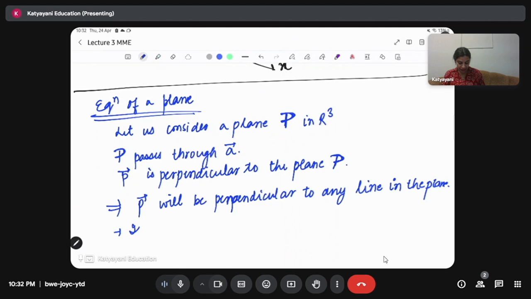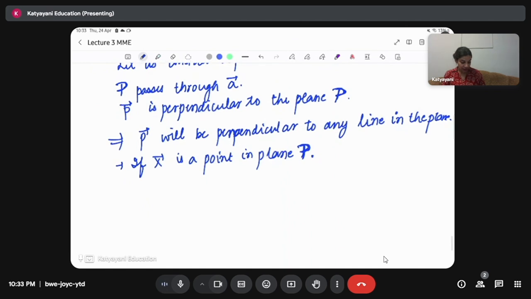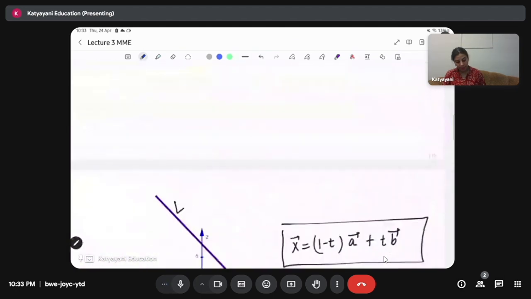Now let us assume that x is also a point. If x is a point in plane P, right? I have just explained all this to you, and I'm just writing it formally for you. If x is also a point in plane P, then we have seen that P would be perpendicular to x minus a. This we have just seen, right? So let me show it to you again.